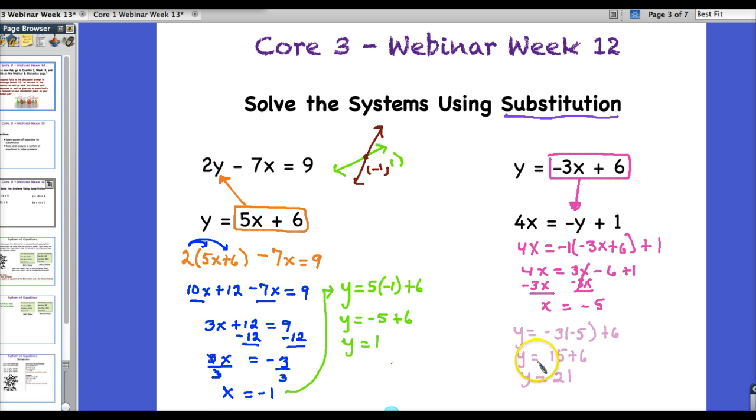Okay, so one thing too is that I'll usually ask you guys to write your answer as an ordered pair. So what that means is I would write my answer as -5, comma 21. Okay, and that would be my answer. Just like on this top one, I wrote it as -1, comma 1. On this bottom one, or the one to the right, I should say, it's -5, 21. All right, you guys, so that's your quick lesson on substitution.